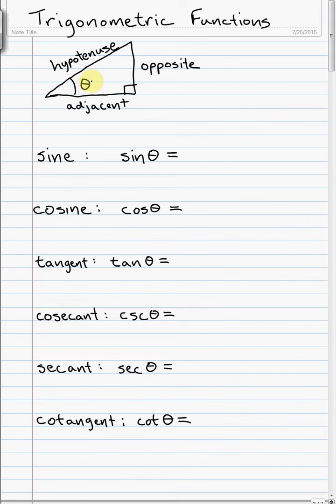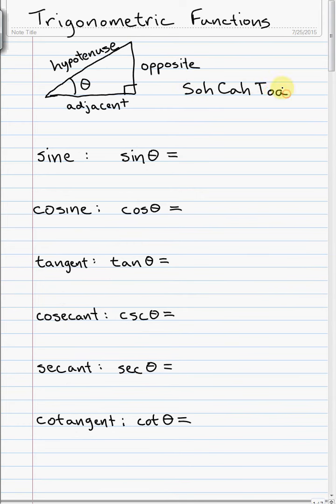Now the three sides on this triangle: the side opposite the right angle is called the hypotenuse, and that's a term you might have learned in geometry. And then the two other sides are either opposite of that angle theta or adjacent, or next to that angle theta. To memorize the first three major trig functions, what we use is the mnemonic SOH CAH TOA.